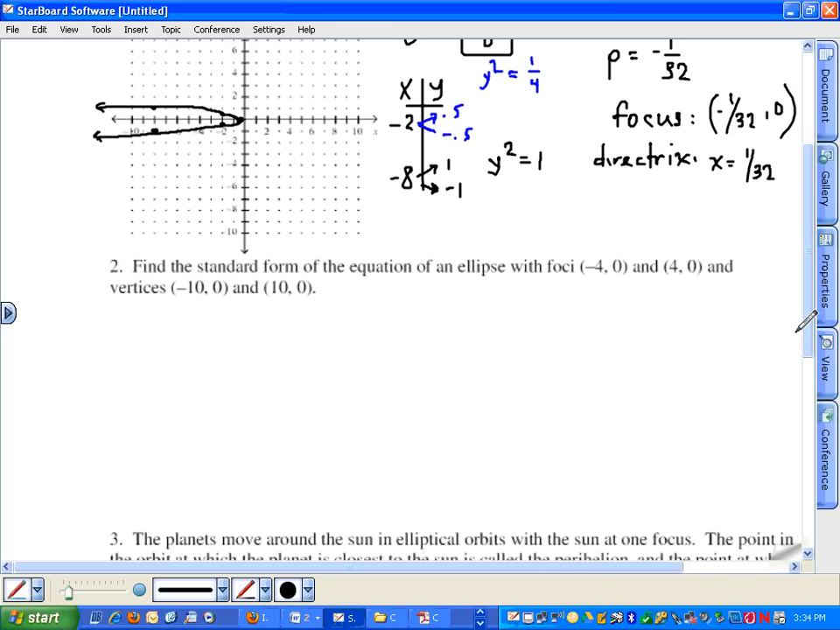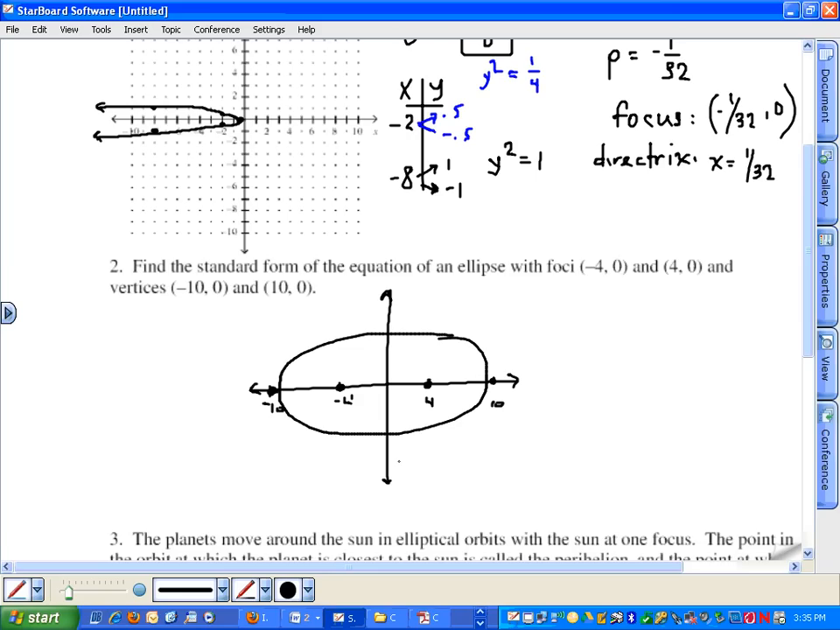Okay, question 2. The equation of an ellipse with the foci and the vertices as stated. What we need to decide is what type. Now it's not asking us to graph this, but I'm going to take a look at a graph here. If the vertices are at positive 10 and negative 10, and the foci are positive 4 and negative 4, what we end up with is a horizontal ellipse.